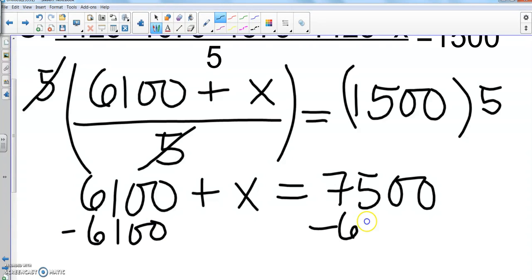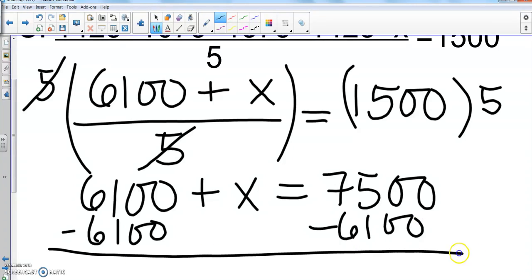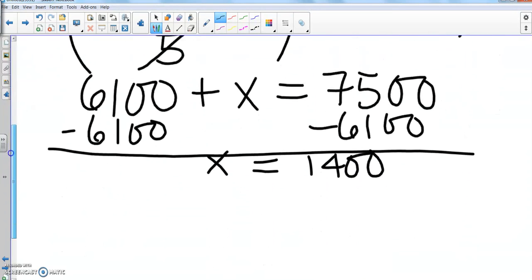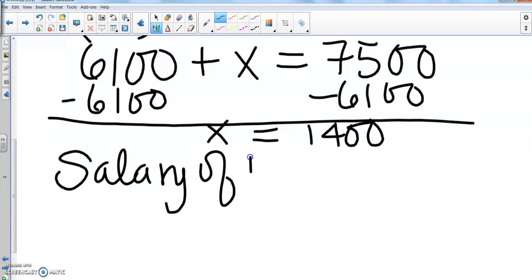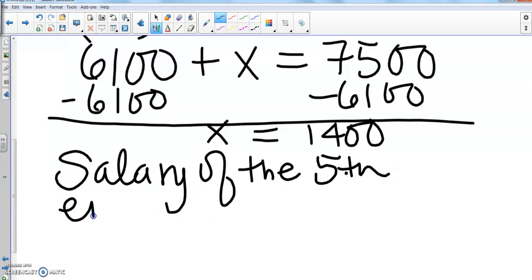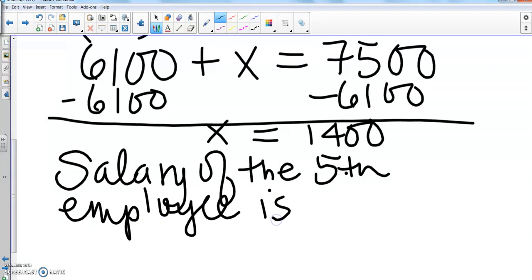And then my last step is subtract. So x equals 1,400. All right, so what did we just learn? We just learned that the salary of the 5th employee is $1,400.